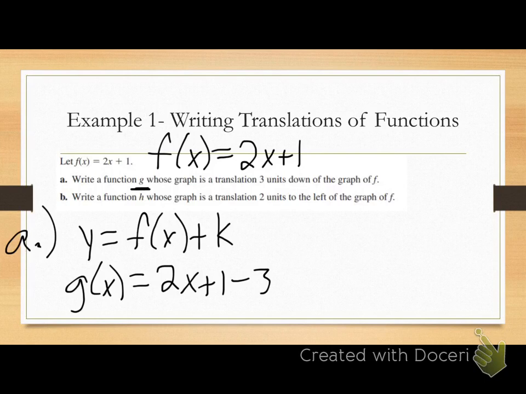Does everyone see that? My f of x equals 2x plus 1 replaced this f of x. My translation, 3 units down, replaced my k value. So I got 2x plus 1 minus 3. Does everyone see that? And now, I can just combine my like terms.